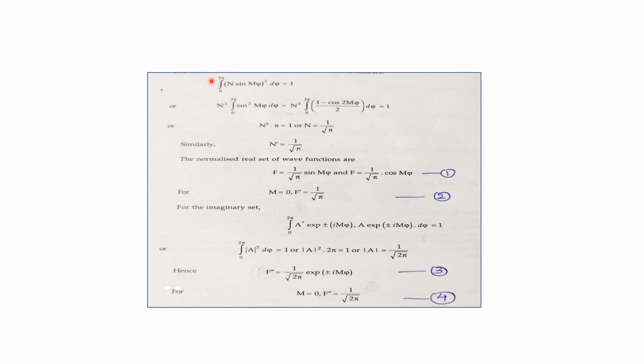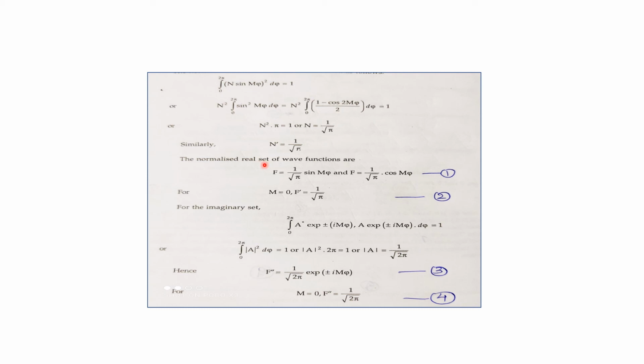Normalization and orthogonality. The normalization factor N can be determined as follows. Integral 0 to 2 pi of (N sin m phi) square d phi equal to 1, or N square integral 0 to 2 pi sin square m phi d phi is equal to N square integral 0 to 2 pi (1 minus cos 2 m phi) by 2 into d phi equal to 1. Sin square theta is equal to half into (1 minus cos 2 theta), so N square into pi is equal to 1, then N is equal to 1 by square root of pi. Similarly, N dash is equal to 1 by square root of pi.